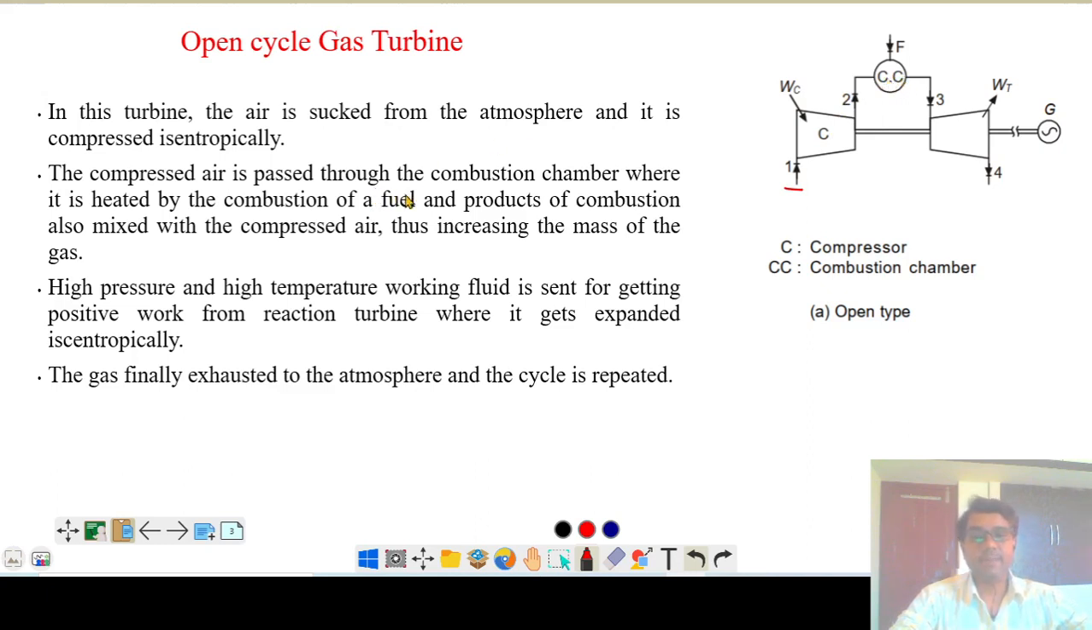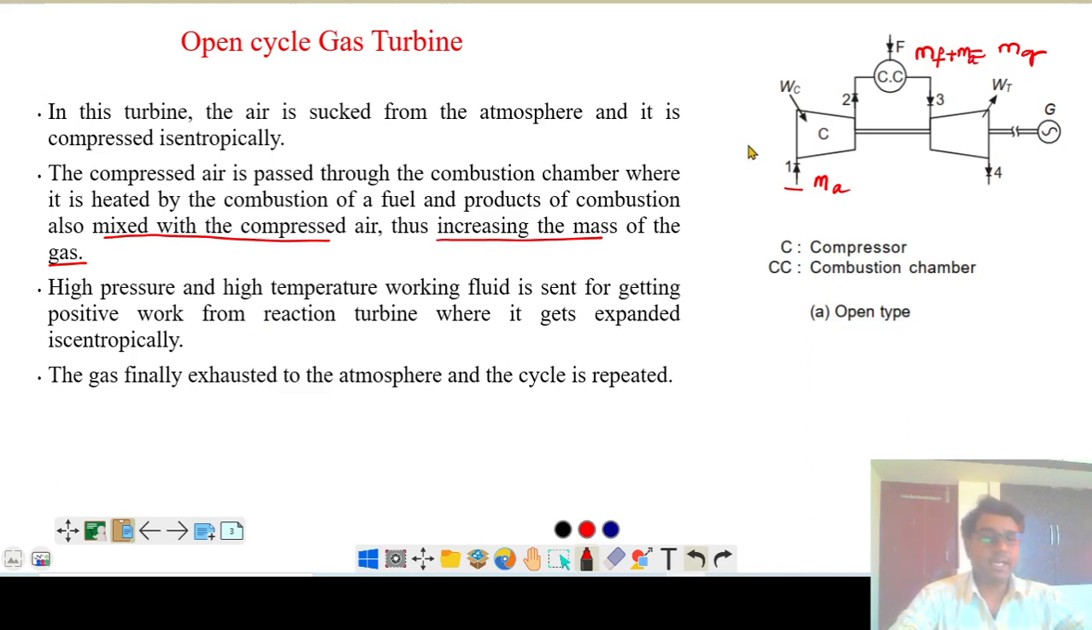The compressed air is heated by the combustion of fuel, and the products of combustion are also mixed with the compressed air, thus increasing the mass of the gas. The air moves to the combustion chamber, where we apply the fuel. Mass of the fuel plus mass of the air gives the mass of the exhaust gases.